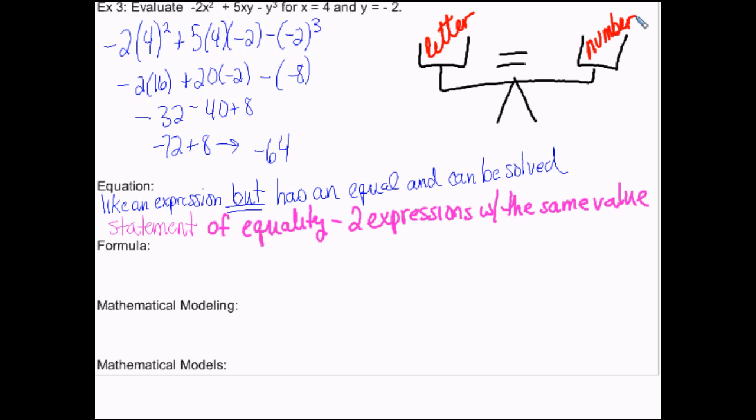But we know what the letter equals. Okay, a formula is a specific equation.